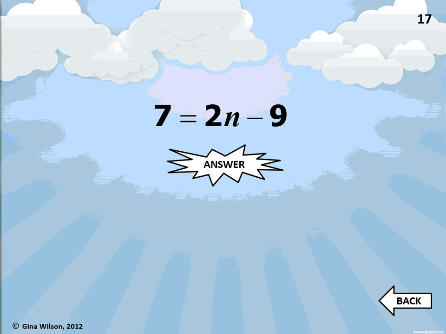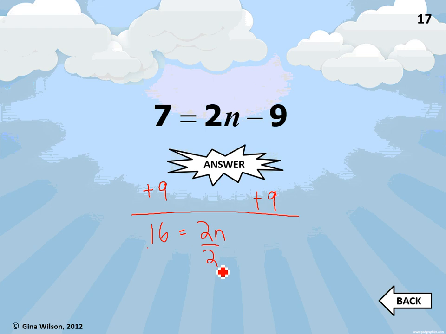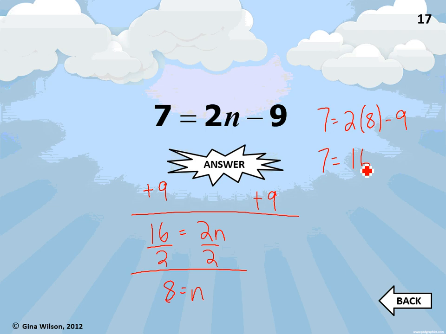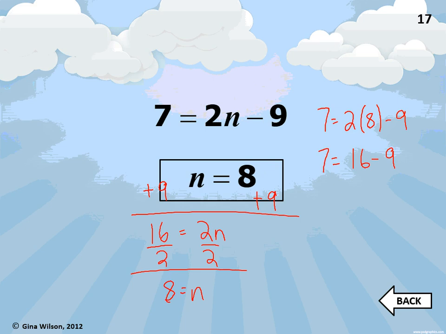All right, 7 is equal to 2n minus 9. Let's add 9 to both sides. 16 is equal to 2n. Divide both sides by 2. And that gives us 8 is equal to n. Check our work. Does 7 equal 16 minus 9? It sure does. So therefore, the answer is correct. n equals 8.